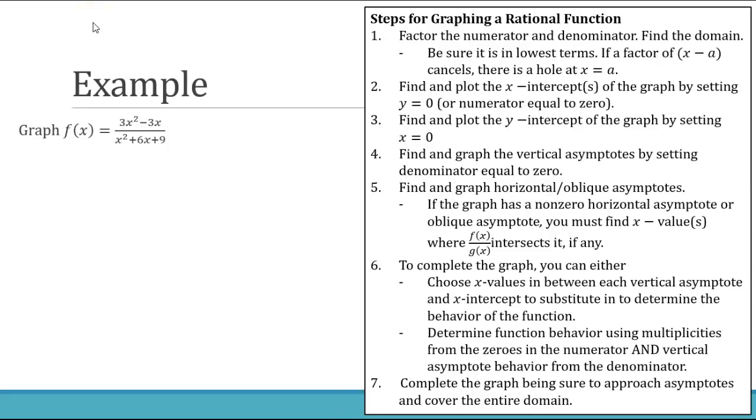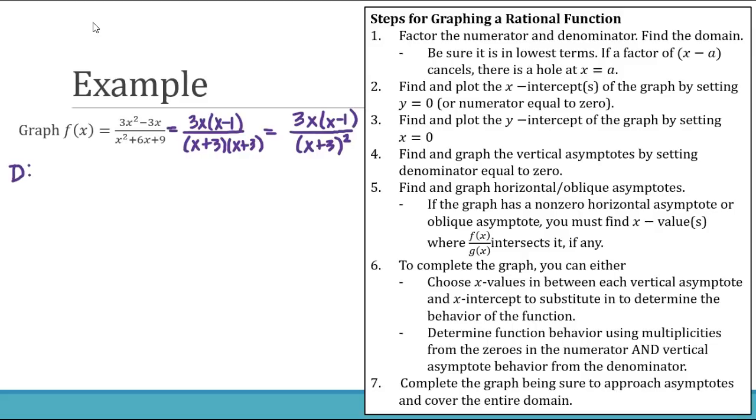All right, let's try one more of these. So we'll start by factoring the numerator and denominator. In the numerator, I'll take out a 3x. I'm left with x minus 1. The denominator factors to x plus 3, x plus 3. And I actually want to write the denominator as x plus 3 squared. And then we'll leave the numerator 3x times x minus 1. So this is in lowest terms, nothing cancels.